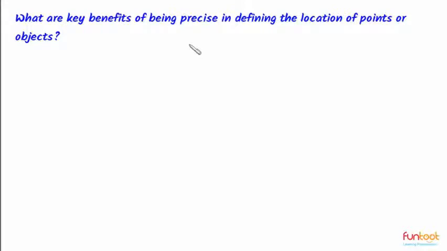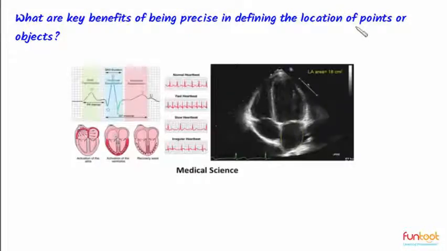Now let's see what are the key benefits of being precise in defining the location of points or objects. First, let's see the benefits in medical science. An ECG, that is electrocardiograph, helps in measuring the variations in the heart, and an echocardiogram helps in finding the blockages, or if there is a hole in the heart, it helps in finding the size of the hole.